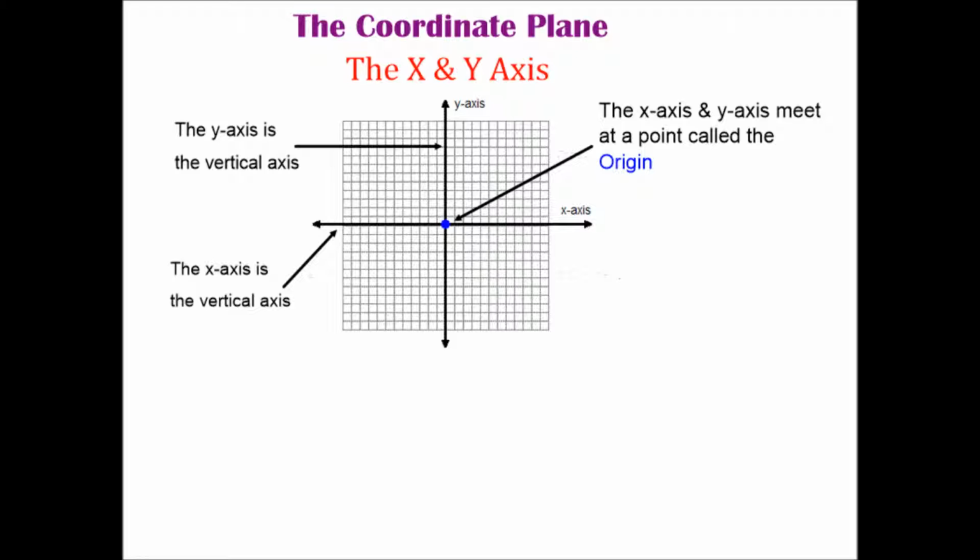Below it is quadrant 3. X and y values are all negative. And in the bottom right, we have quadrant 4. X values are positive and y values are negative.